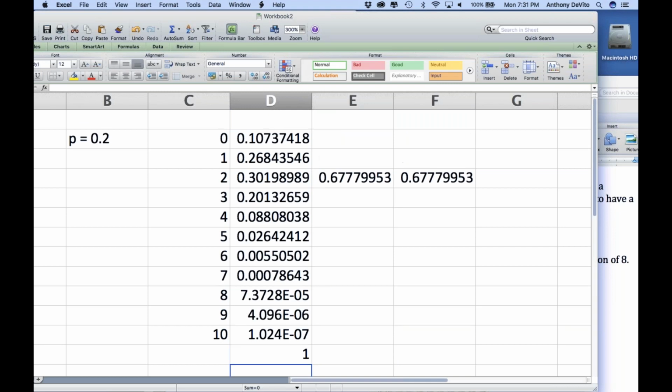Exactly. Now you might get a problem where you're asked, what's the probability that you would get 4 or more people that are left-handed? Well, you can't do that with this function. You can't do 4 or more. You've got to do 3 or less, and then subtract it from 1 to get the probability for 4 or more.